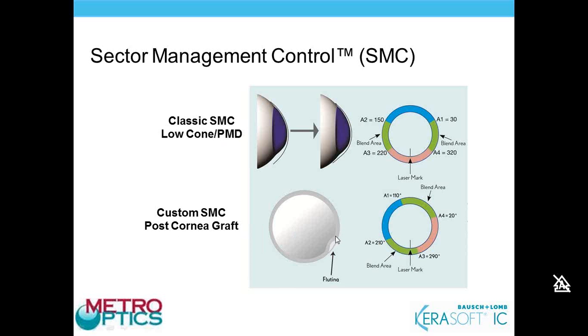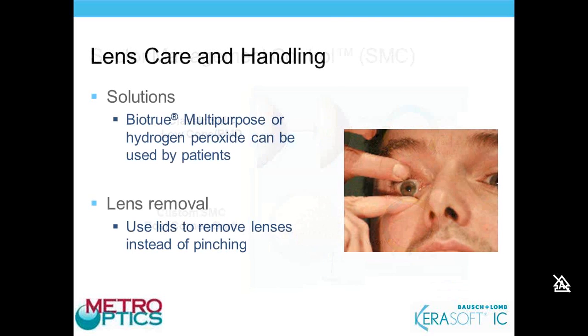If I have an area of fluting, then I want to basically tuck that area down. And again, I don't want to make that sector very narrow around that. I want to make a broad sector to really tuck that edge down for the patient.